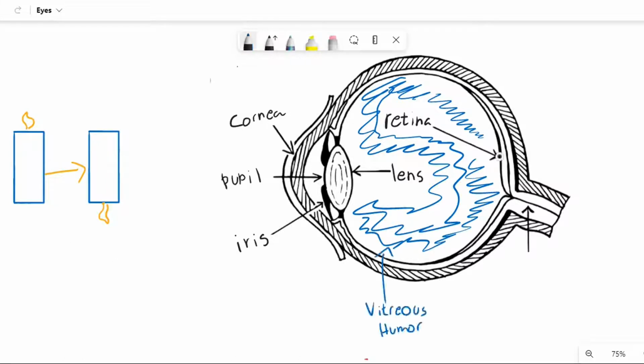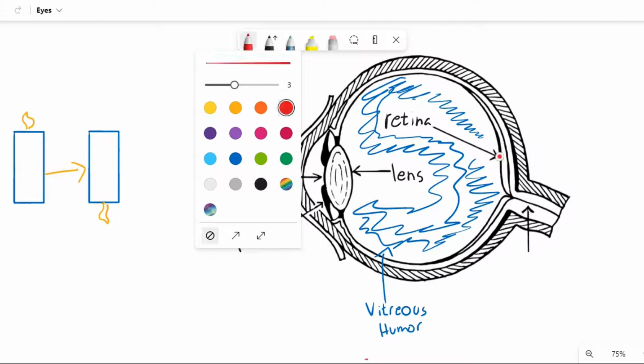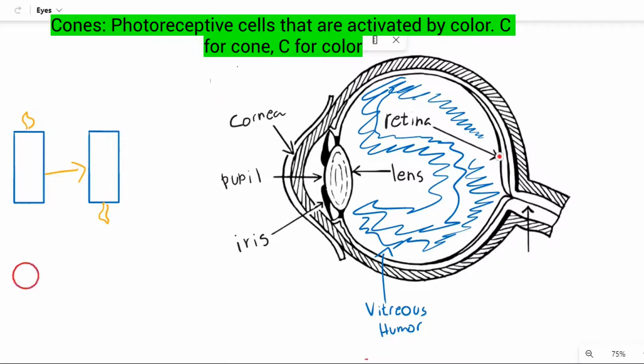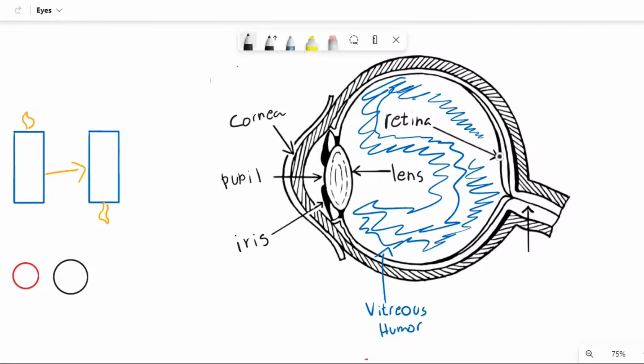On the retina, you'll find two different kinds of cells that are activated by different kinds of lights. You'll find cones and you'll find rods. Cones are activated by color, and rods are activated by colors on the grayscale, which is basically white and black, and combinations of white and black. We should also note that there are way more rods than cones. It's about a 10-to-1 ratio of rods to cones in your eye.